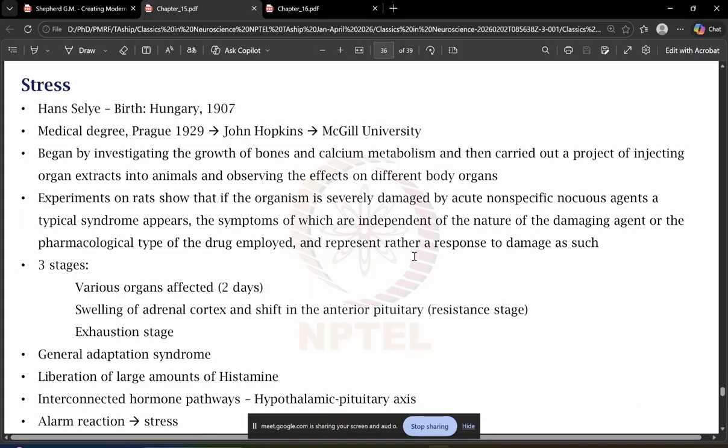And he saw that if the organism is damaged by non-specific noxious agents, then there is this typical syndrome that is happening. The symptoms of the syndrome do not depend on what the damaging agent was or what drug was given. Rather, it was a non-specific uniform syndrome that arose as a response to damage. So whenever there was any damage, there was this typical syndrome which appeared.